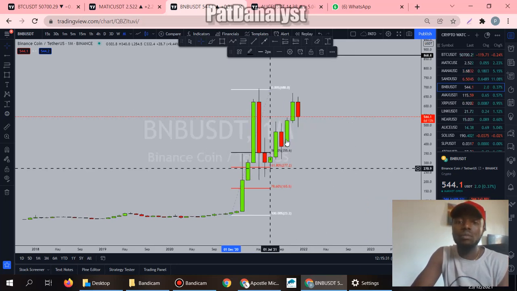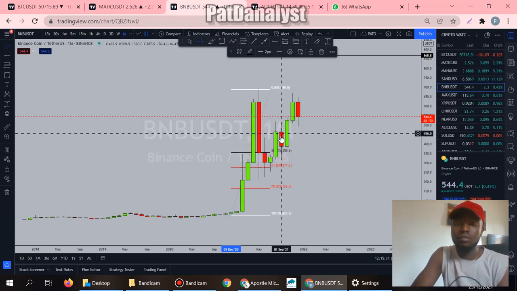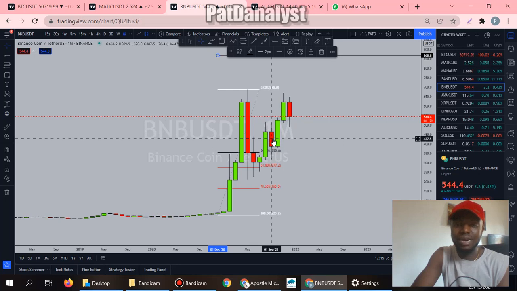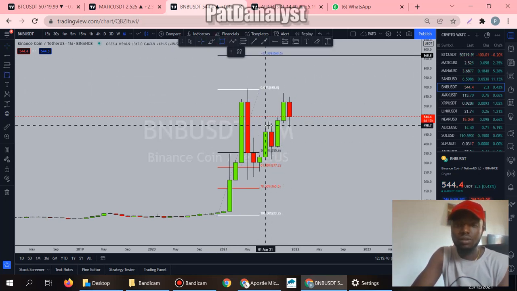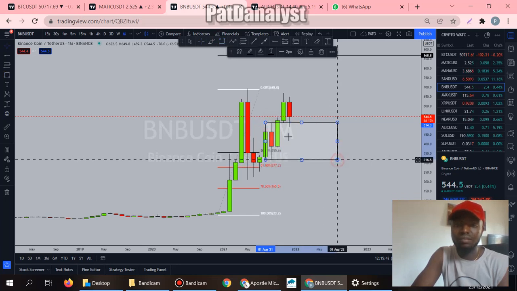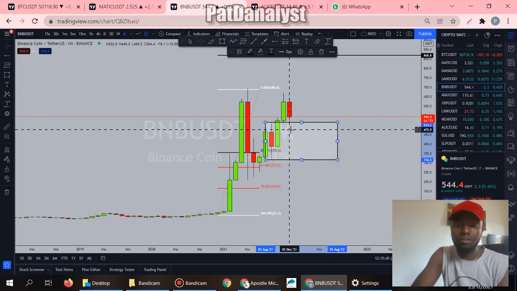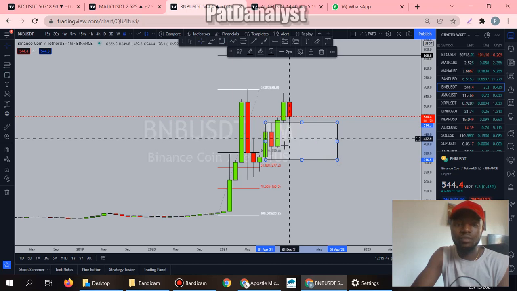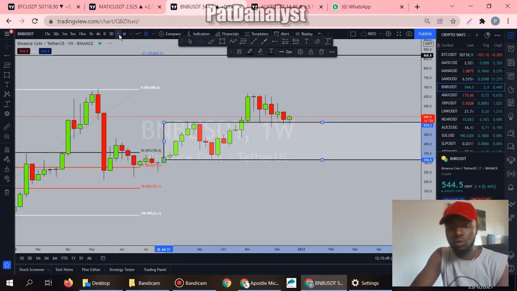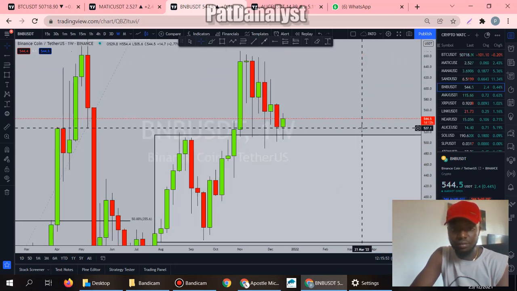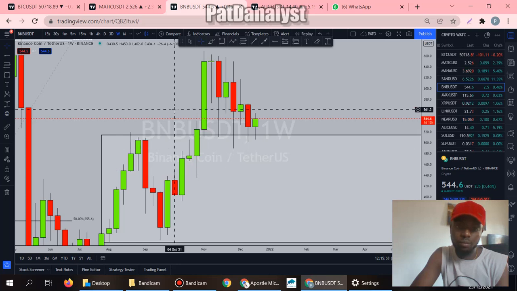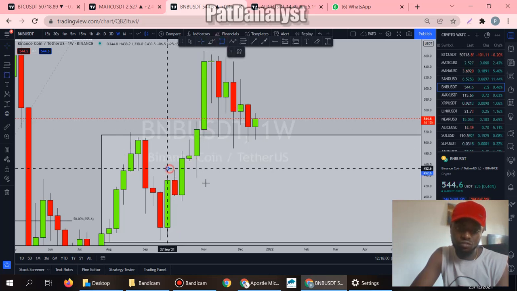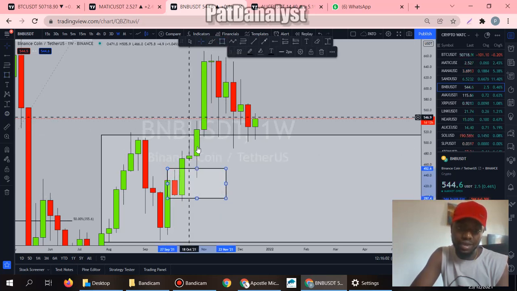But during the move to the upside, there was a structure that was created, which is the red candle in between the green candles, and the market needs to come back and retest that structure before it blasts to the upside. So this is the structure, and as you can see, the market has come back to tap into that structure. So what you should expect from BNB is to blast to the upside. There's no point expecting more push downward, because the structure has been retested.